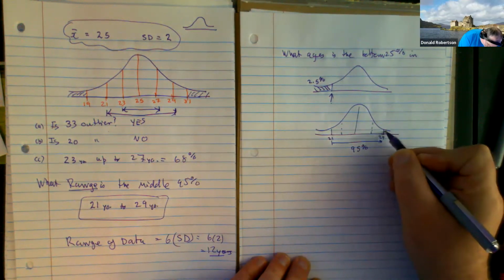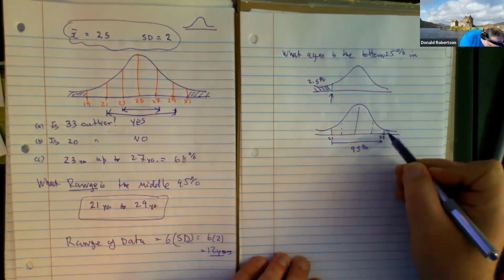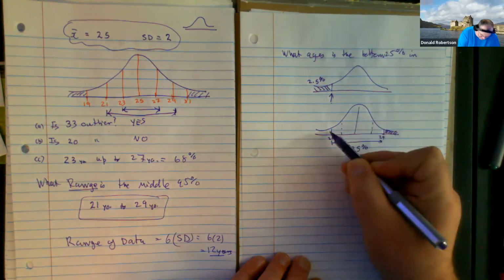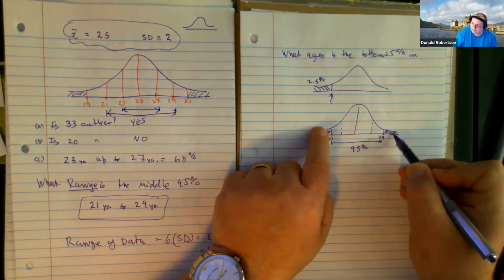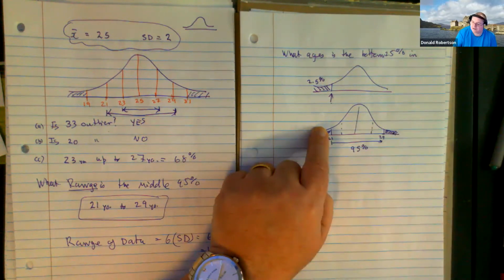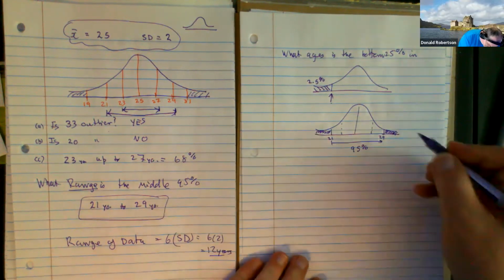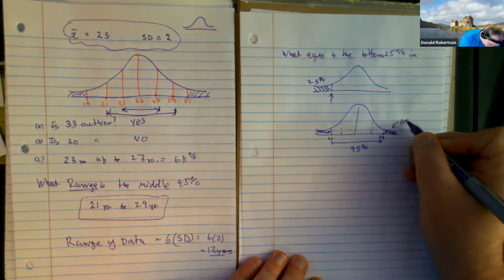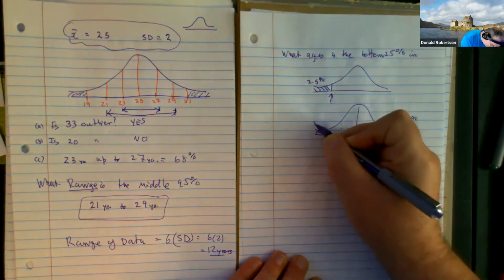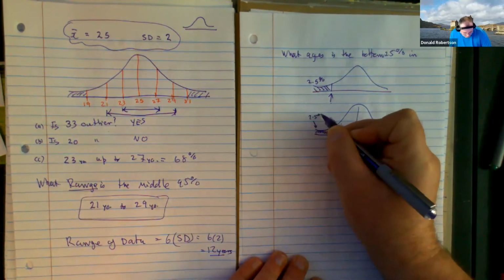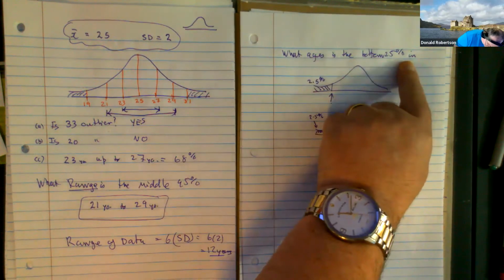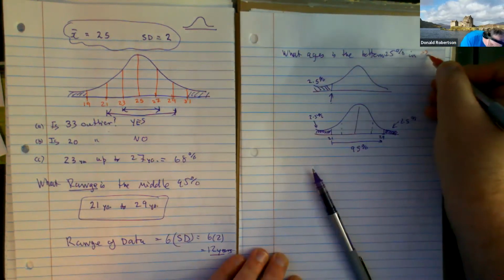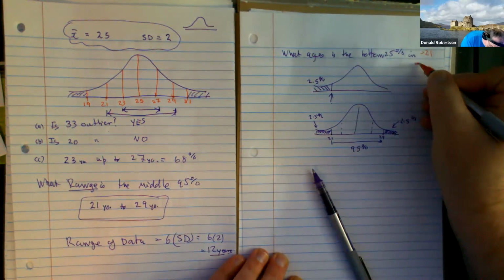Now, if the middle lot is 95, doesn't that mean that these 2 guys are the other 5%? With me so far? And if they are the other 5%, would it seem reasonable that they're the same size because of symmetry? So if you were being asked, what age is the bottom 2.5%? The answer to that question is 21 years or younger.